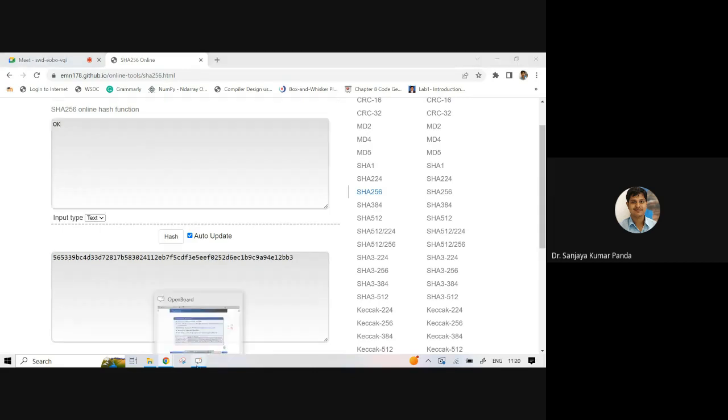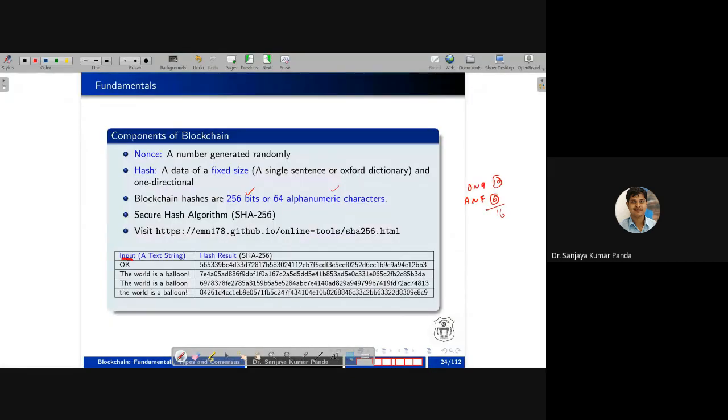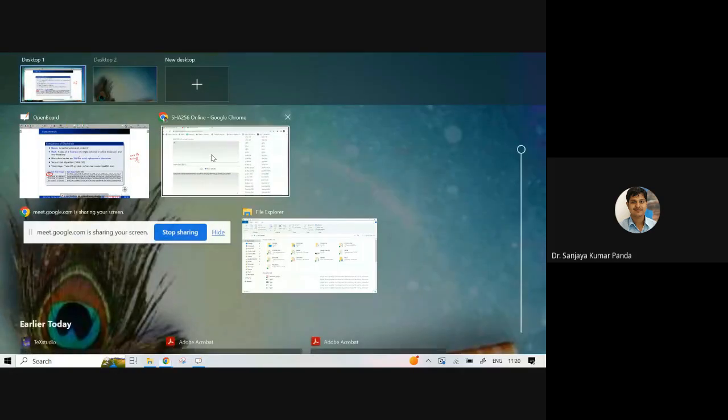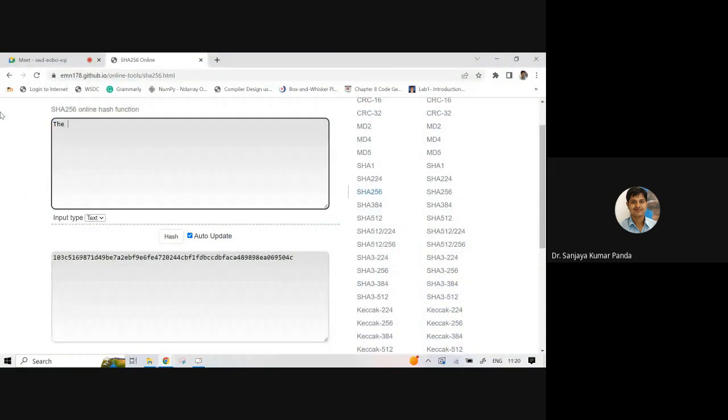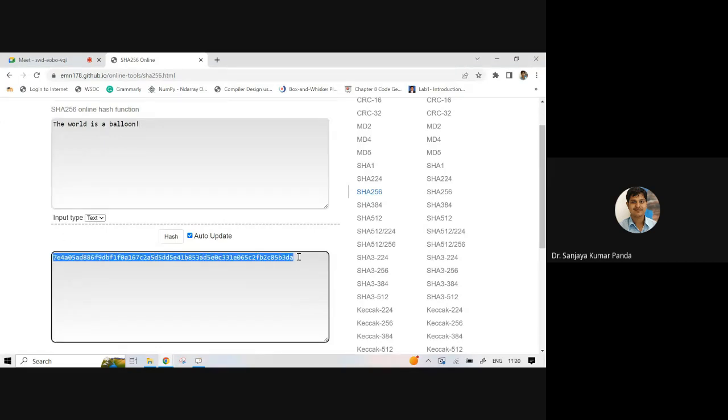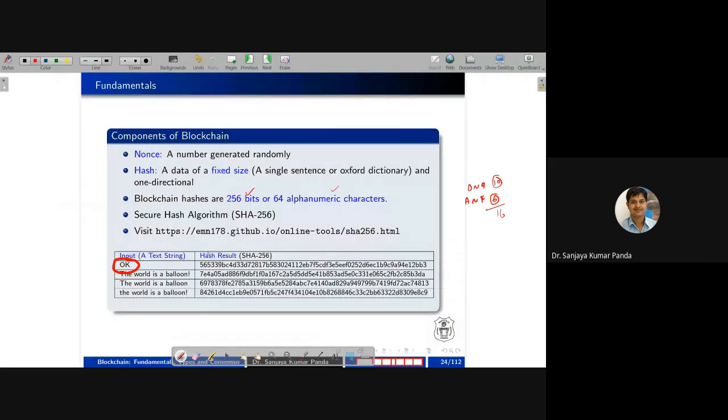You can go to the slide. You can see if your input is OK, the hash result is 5653 followed by the rest of the hex digits, right? Now, if you write a sentence, for example, I have written a sentence here: The world is a balloon, and I put an exclamation mark. Then you can see this is the hash value generated, which is there in the slide, right?